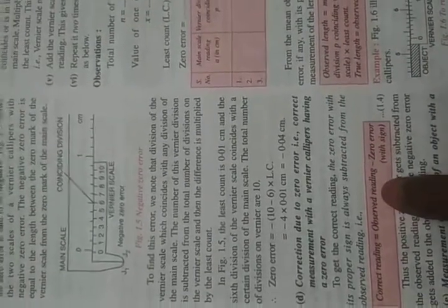How to correct the zero error? Correct reading is equal to observed reading minus zero error with sign. If there is a positive zero error, you have to subtract. If there is a negative zero error, you have to add.